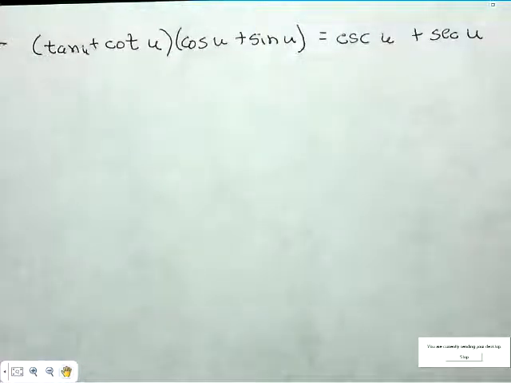Show that (tangent plus cotangent) times (cosine plus sine) equals cosecant plus secant.